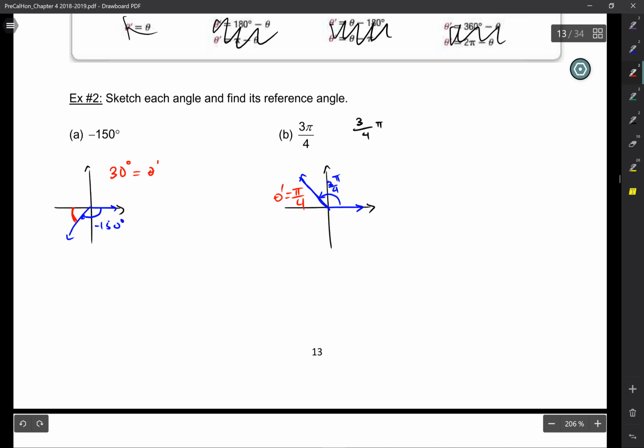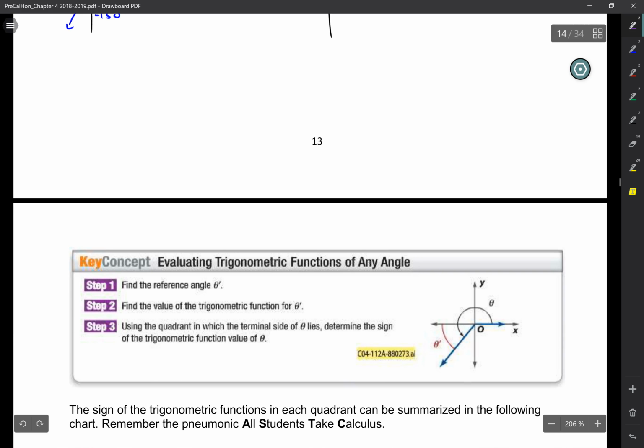Now, it turns out in radians, the reference angle is even easier to figure out than in degrees. Because if you have an angle in radians, all you do is take pi over the number in the denominator, and that's your reference angle. So if it's 11 pi over 7 or 11 pi over 6, what's the reference angle? Pi over 6.